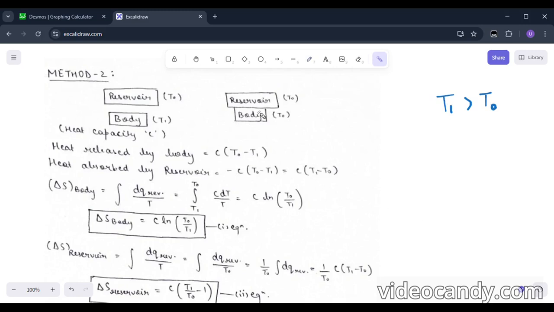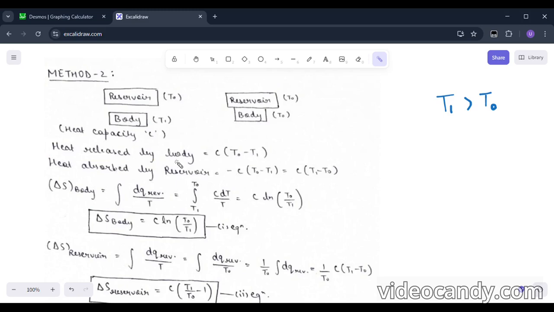Now this reservoir and body both are brought in contact. So if two bodies of different temperatures are brought in contact, then both will acquire the same temperature after a long time. So you can see this reservoir will be maintained at the constant temperature T naught. So the body will have to come to temperature T naught to maintain the equilibrium. Now you can see that the heat released by the body. Now why will the heat be released? Because temperature T1 is higher than temperature T naught. So basically the body is going from a higher temperature to a lower temperature. So heat will be eventually released.